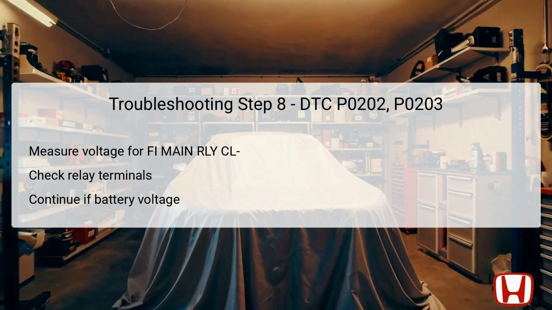functionality. In step 8, you'll measure the voltage at the FI main RLY-CL line to determine if it is functioning correctly. To perform this test efficiently, turn the vehicle to the on mode and ensure that the injector relay is disconnected. You'll be checking the voltage between test point 1 located at the injector relay socket, terminal number 3, and test point 2 at the same socket, terminal number 4.